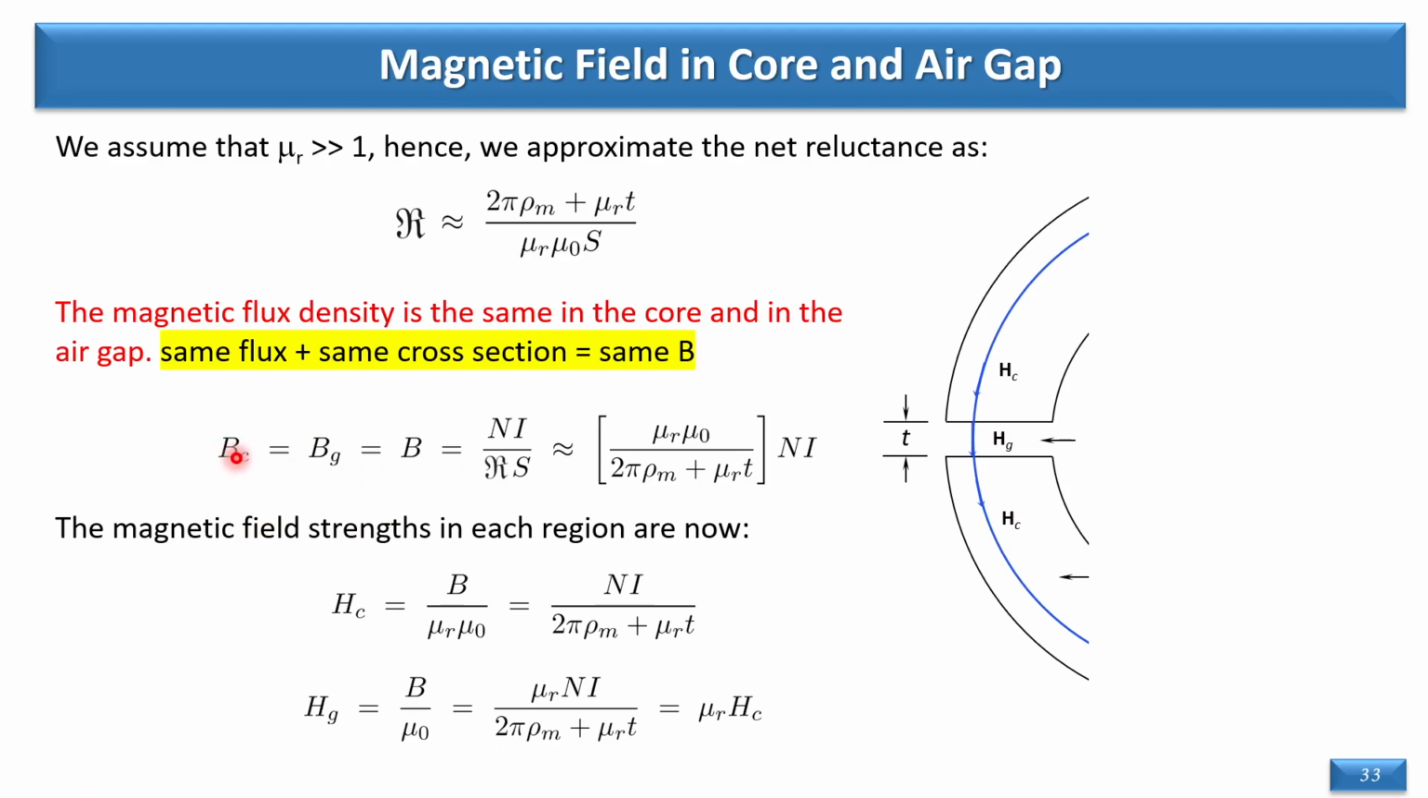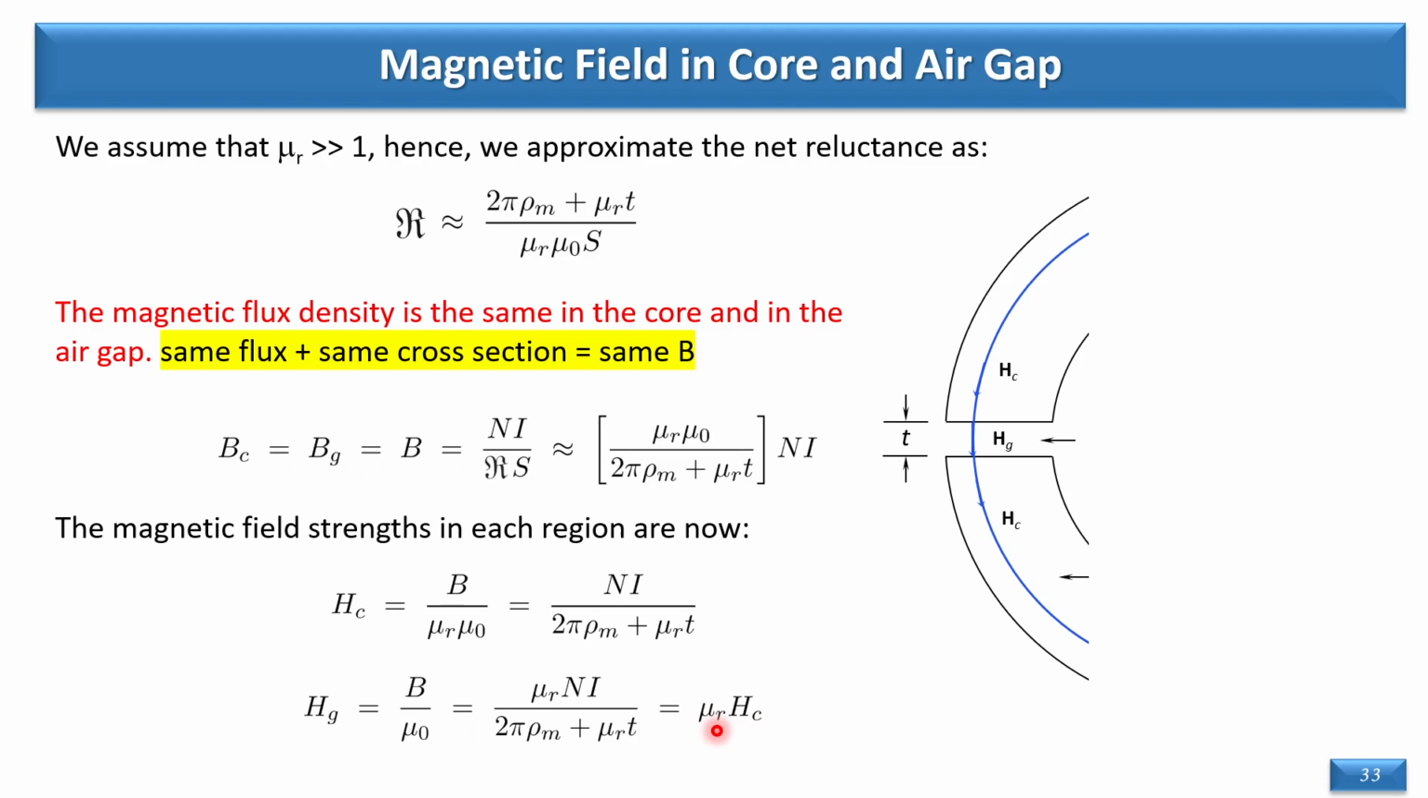The magnetic flux density in the core and in the gap are the same, and equal to the magnetomotive force divided by R total, multiplied by the cross section. So we have this value here. H core is B divided by mu R mu naught. It will have this expression. H gap is B divided by mu naught, which is mu R times H core.